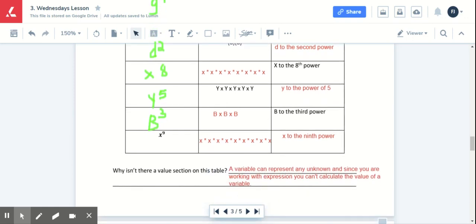And lastly, why isn't there a value section on this table? Well, because we know a variable can represent any unknown, and since you are working with expressions, you can't calculate the value of a variable.